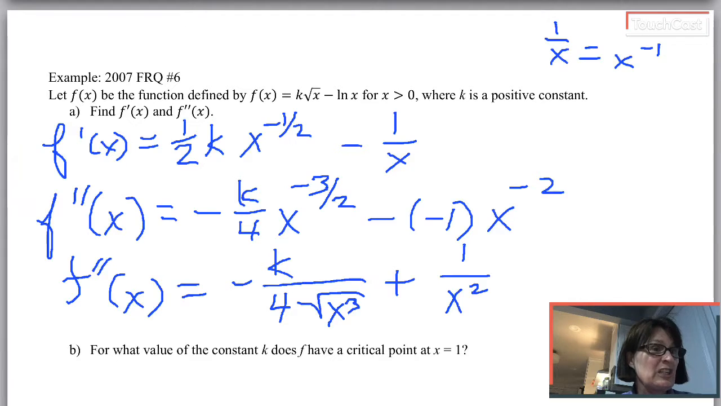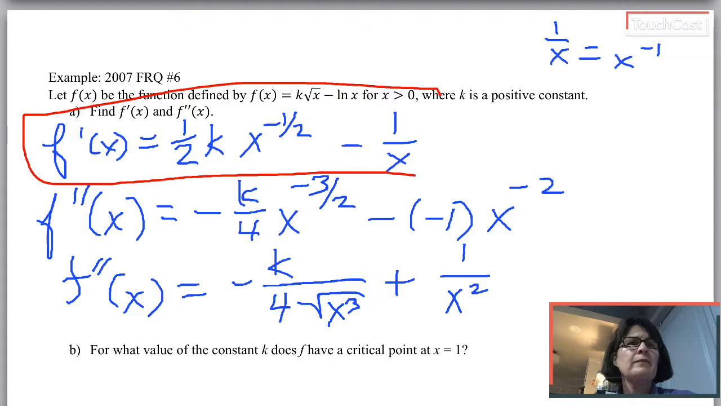So now here's our interesting question, our new question. For what value of the constant k does f have a critical point at x equals 1? So when does a function have a critical point? When f prime equals 0 or f prime is undefined. So notice that the only time our f prime, let's look back up here. Here's f prime. F prime is undefined when x is 0, because I would have a 0 in the denominator. Same here, I would have a 0 inside the radical, which is in the denominator.